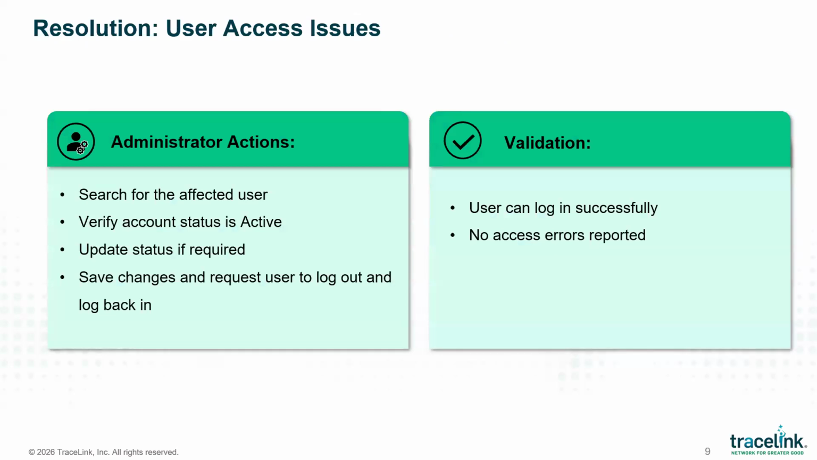As an administrator, you can begin by searching for the affected user in the system. Once you locate the user's account, verify that the account status is set to active. If the status is not active, update it accordingly and save your changes. After saving, ask the user to log out and then log back in to validate that the update has taken effect and the issue has been resolved.